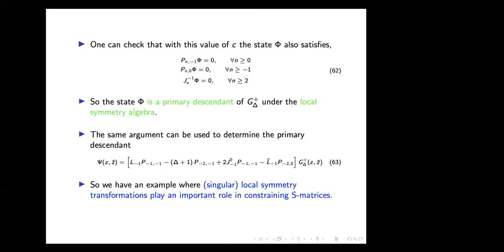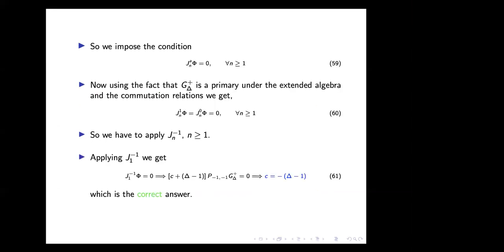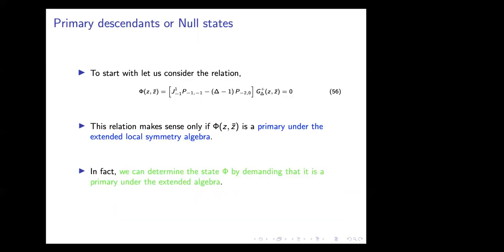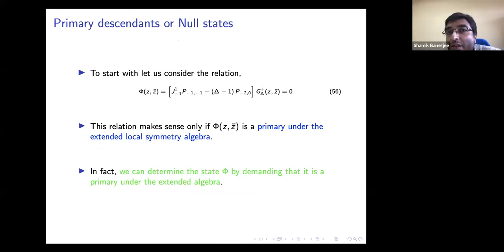Sorry, Shamik, could I just clarify something? Yeah, please. These null vector states you found by demanding that the amplitude has the correct soft factorization. Is that right? Well, there are two ways of doing this. So that is one way.